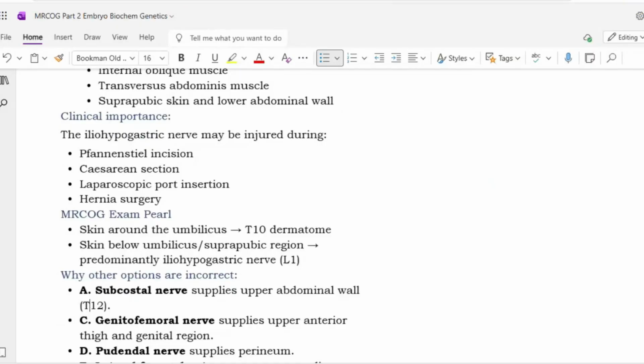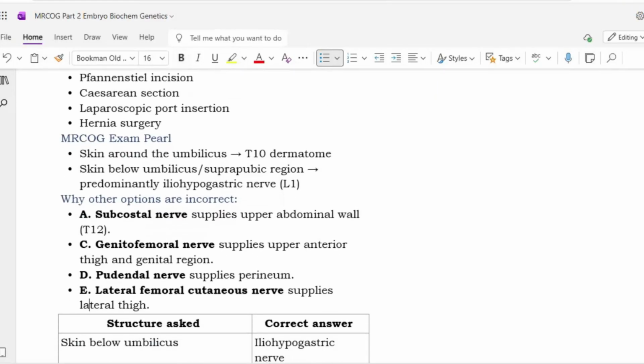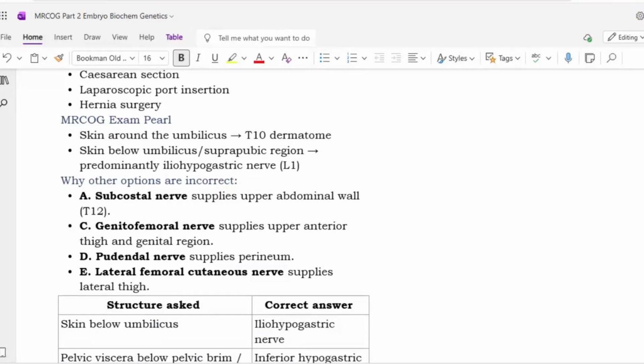The subcostal nerve supplies the upper abdominal wall, that is T12. The genitofemoral nerve supplies the upper anterior thigh and the genital region. The pudendal supplies the perineum, and the lateral femoral cutaneous nerve supplies the lateral thigh.